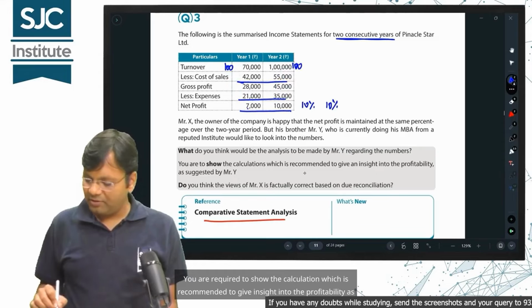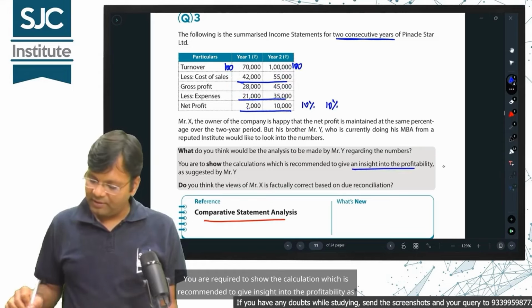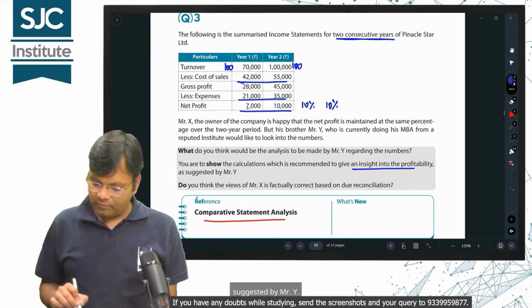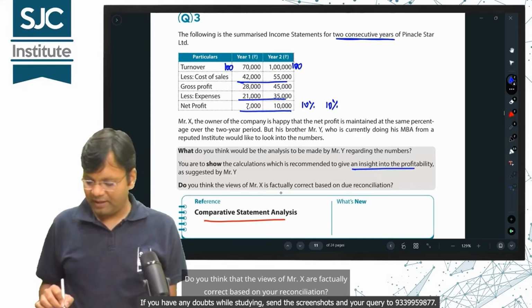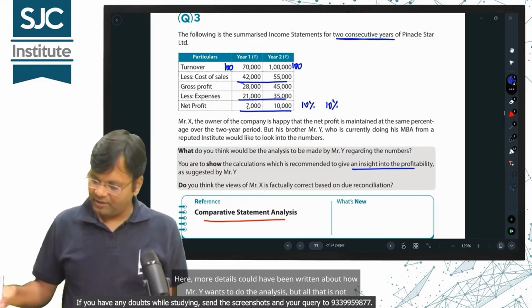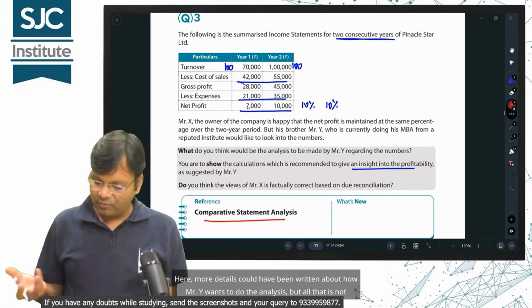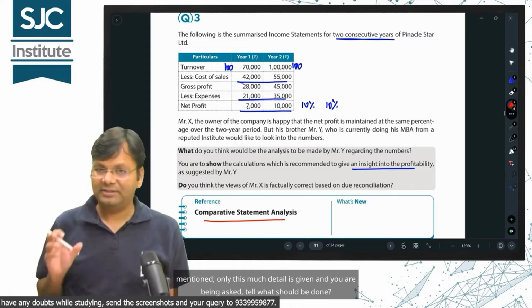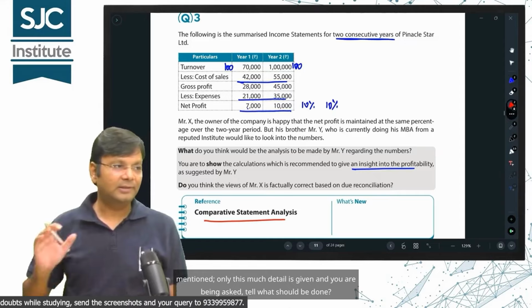You are required to show the calculation which is recommended to give insight into the profitability as suggested by Mr. Y. Do you think that the views of Mr. X are factually correct based on your reconciliation? Here, more details could have been written about how Mr. Y wants to do the analysis, but all that is not mentioned, only this much detail is given and you are being asked, tell what should be done.